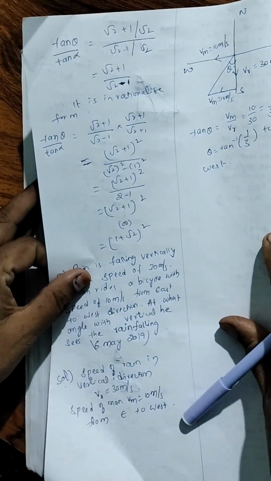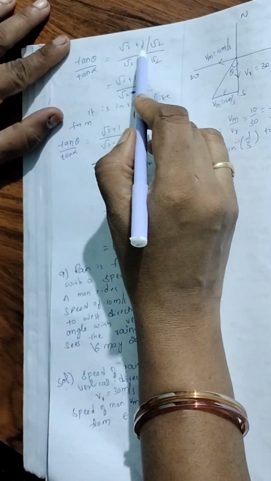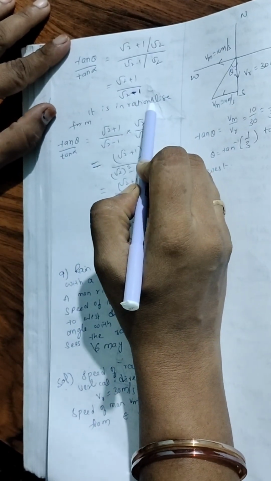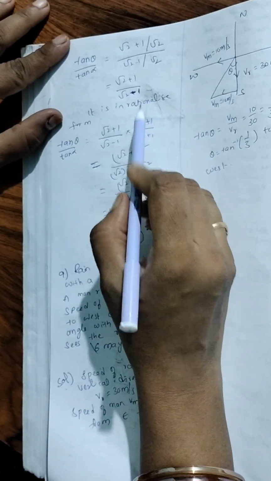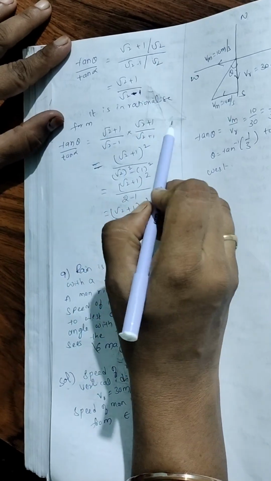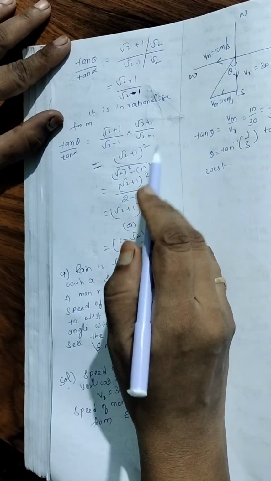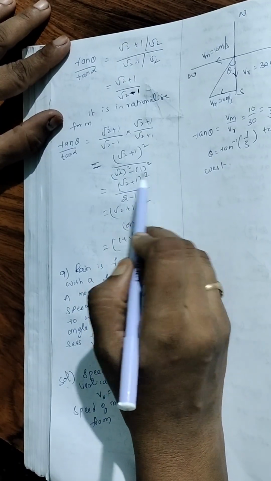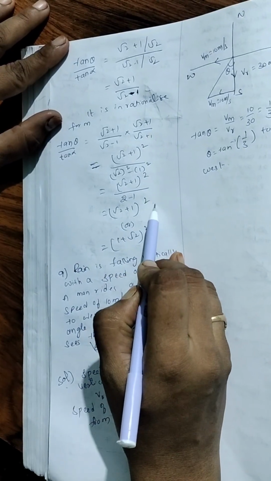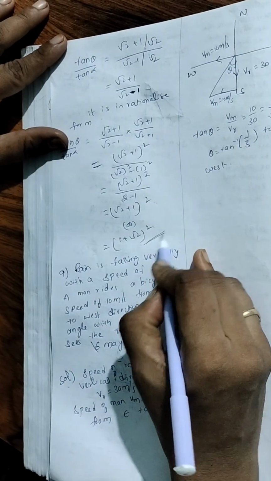So now he asked to find the ratio tan theta by tan alpha. Root 2 plus 1 by root 2 divided by root 2 minus 1 by root 2. That is root 2 plus 1 by root 2 minus 1. It is not in rationalized form. So let us multiply and divide with root 2 plus 1 by root 2 plus 1. You will get root 2 plus 1 whole square divided by, this is in the form a minus b into a plus b, no? So the formula for that is a square minus b square. So root 2 whole square minus 1 square. 2 minus 1 you will get 1. The answer is root 2 plus 1 whole square. Either you can write root 2 plus 1 or 1 plus root 2 whole square. Anything will be the answer.